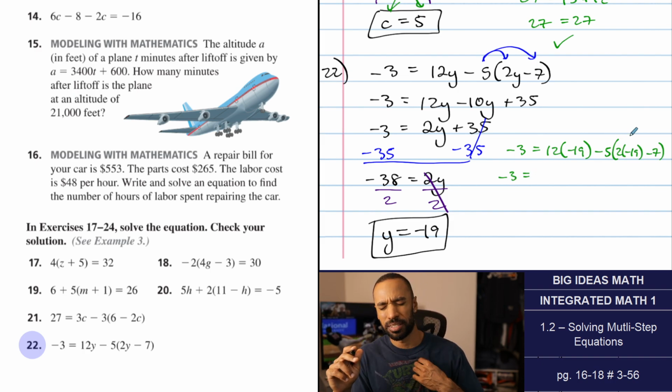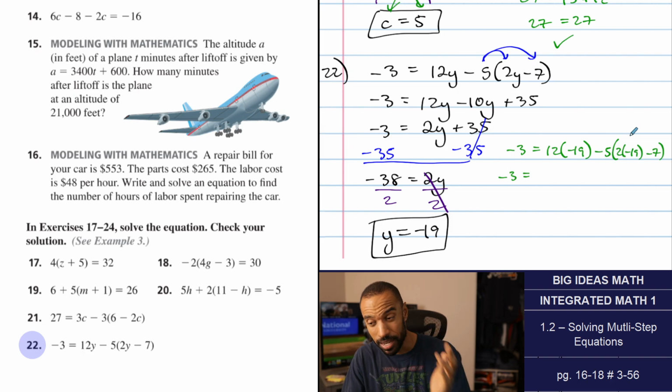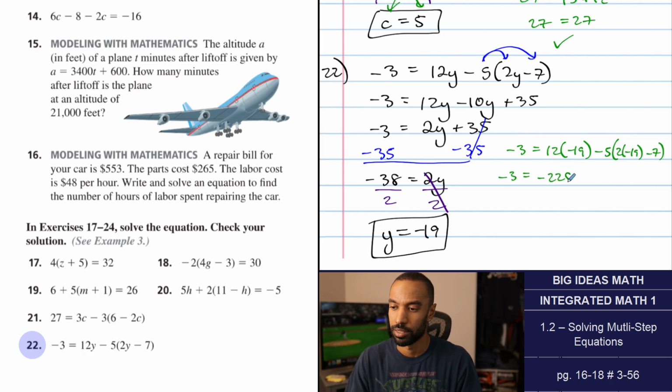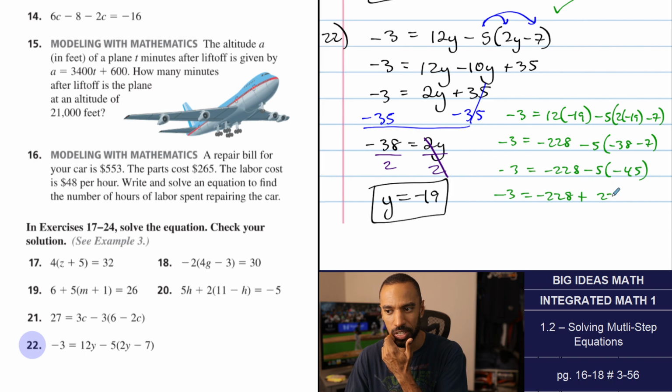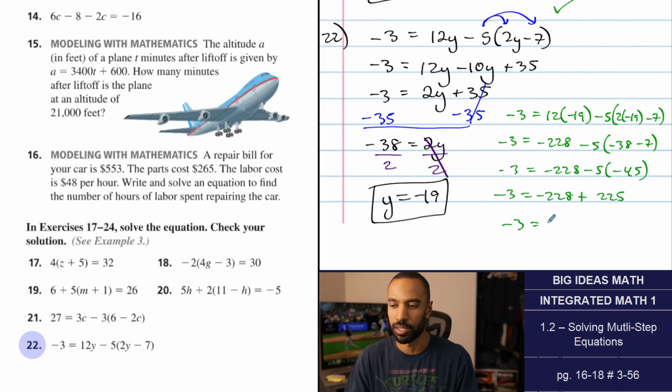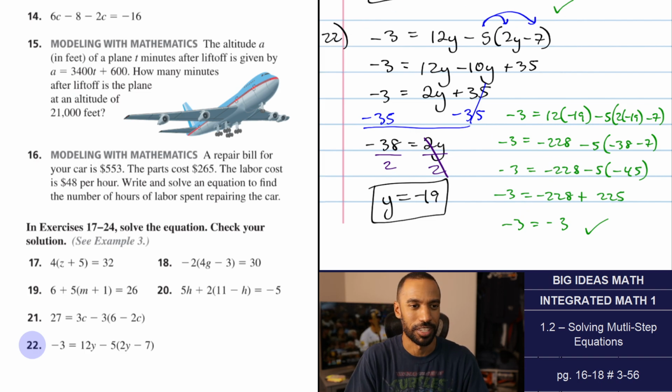12 times 19, 228, negative 228. Minus 5 times 2 times 19 is negative 38 minus 7. Is that right? All right, let's see. Negative 3 equals negative 228 minus 5 times negative 45. All right, this is plus 5 times 45 is 225. Yeah, negative 3 is negative 3. Once again, probably a situation where double checking was harder than actually solving.